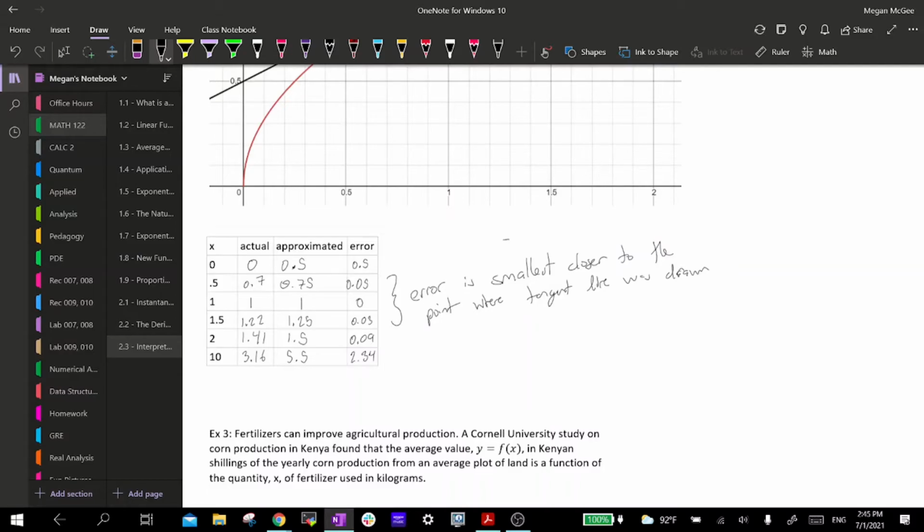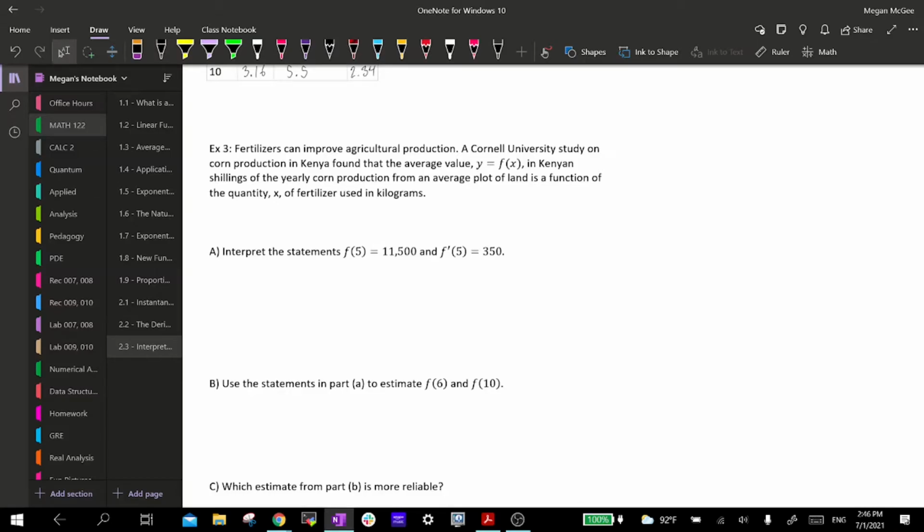So this is how we can use our tangent lines as an estimation or an approximation for our function values at certain points. However, we now learned that you can really only trust it in a smaller window and not too far away. Alright, so let's do example 3.